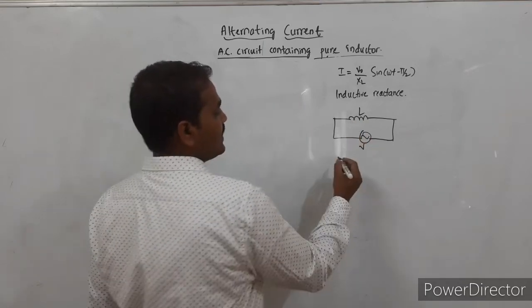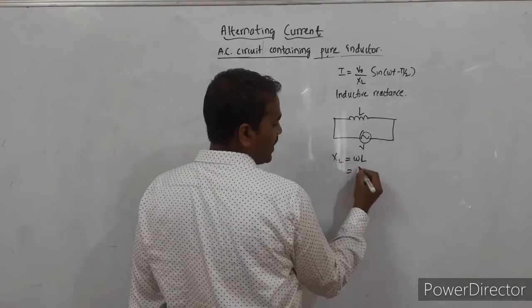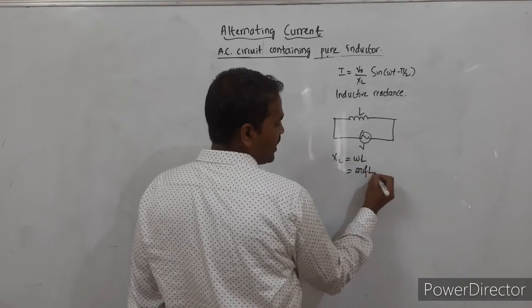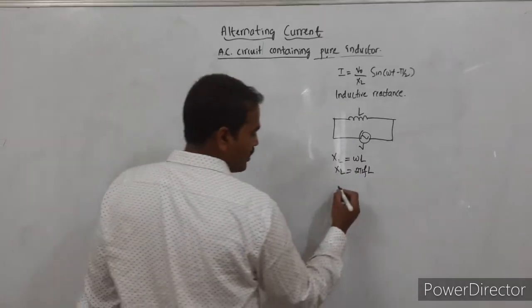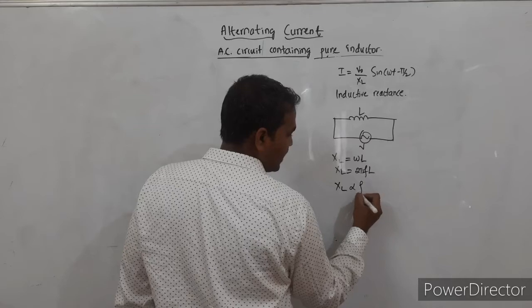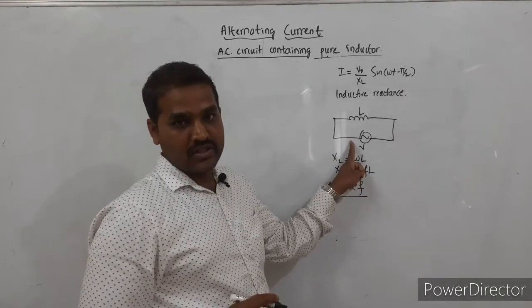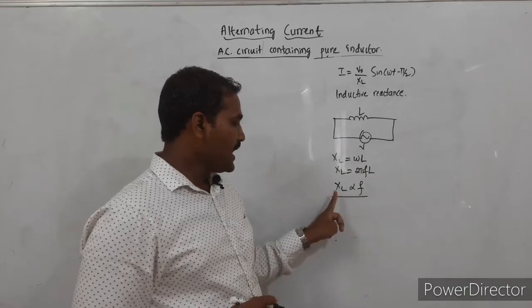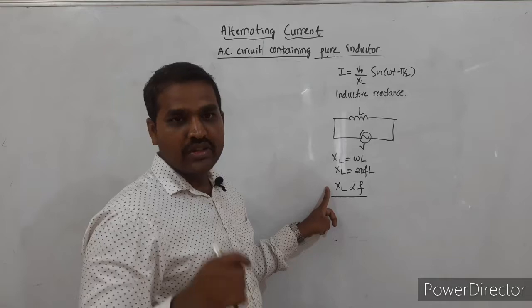This XL is given by omega into L. Omega is nothing but 2 pi f, so XL is equal to 2 pi f into L. So XL is directly proportional to the frequency of the alternating voltage. If the frequency increases, automatically the inductive reactance, that is the opposition, also increases.